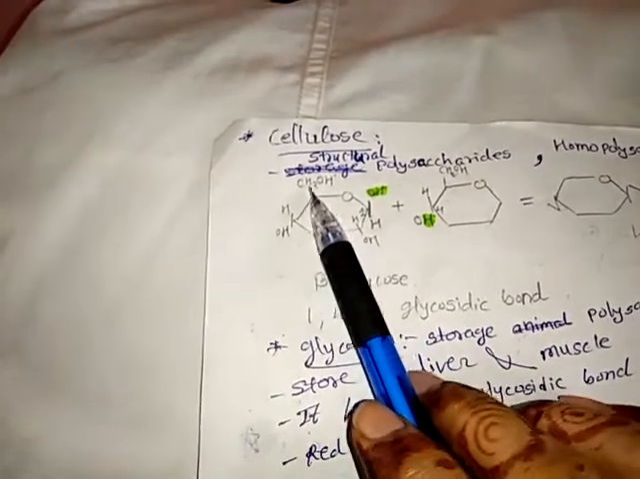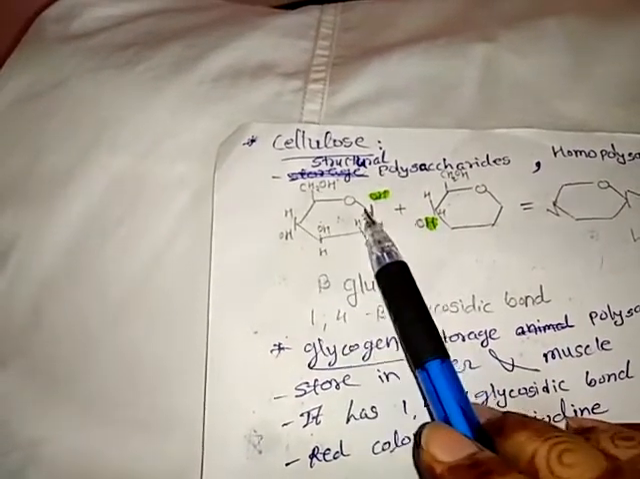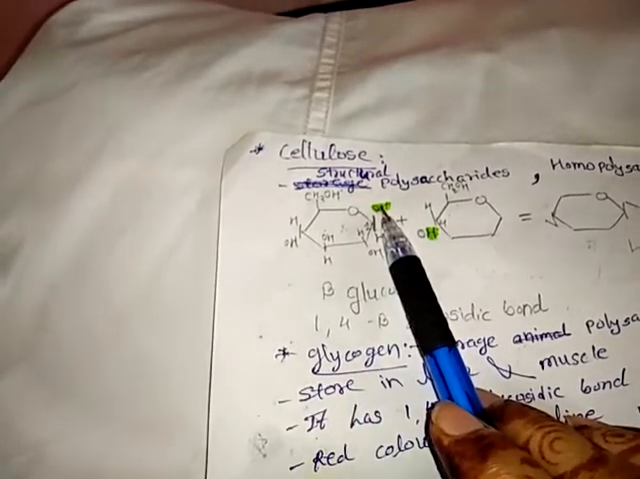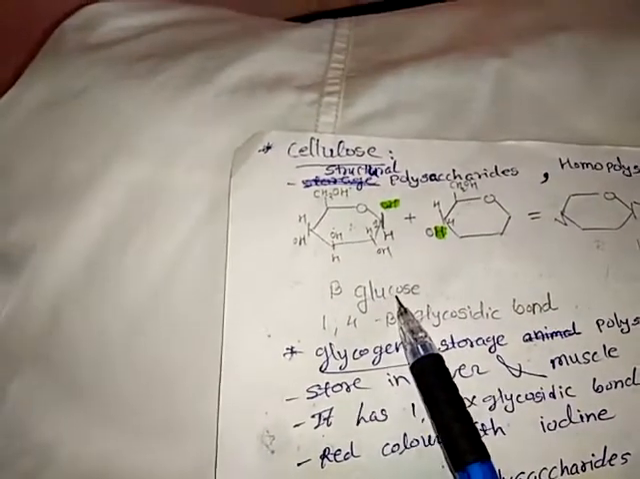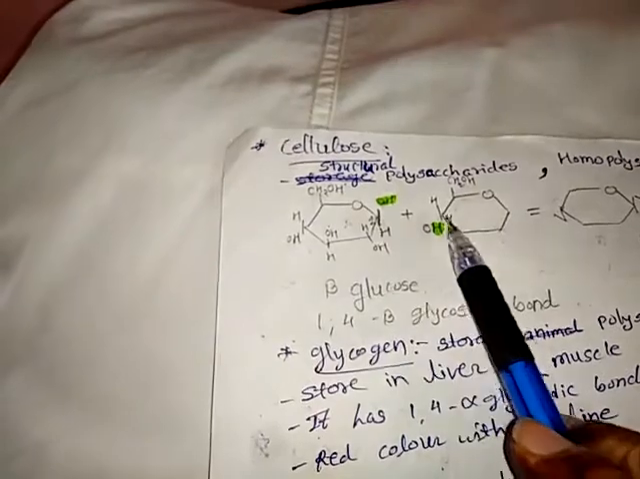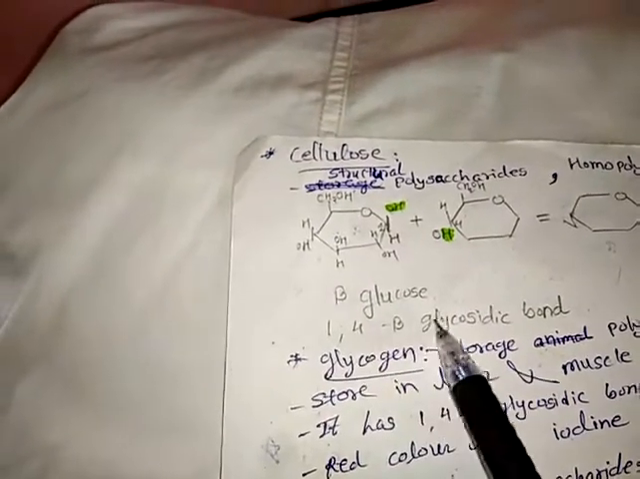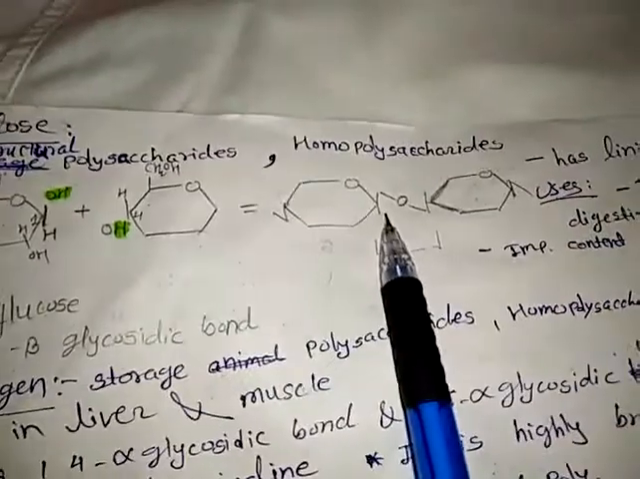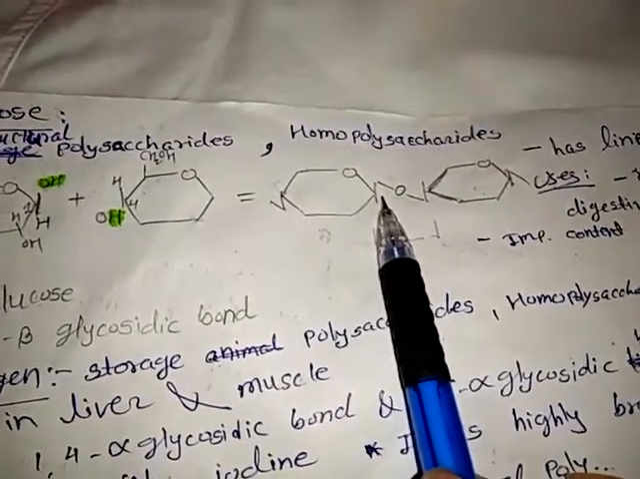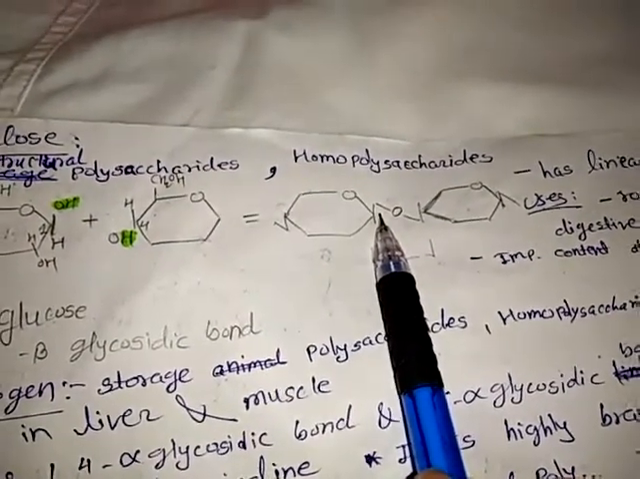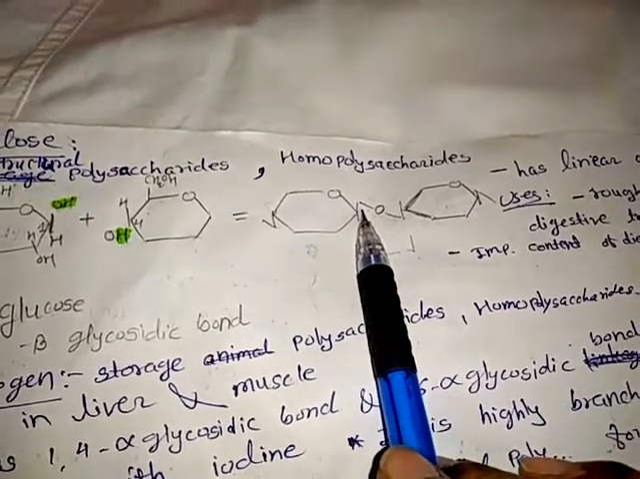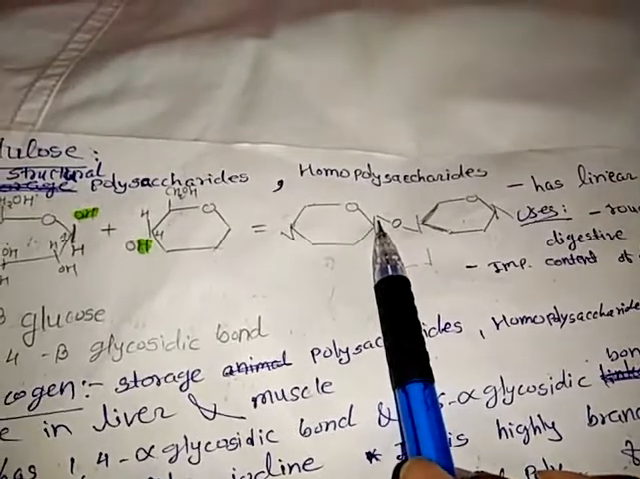Here is its cyclic form. The CH2OH on the sixth carbon and the OH on the fifth carbon are both in the same direction, which means it is a beta glucose. So here the bond formation is a 1,4 beta glycosidic bond, and it forms a linear chain-like structure. So cellulose contains a linear chain-like structure of beta glucose.